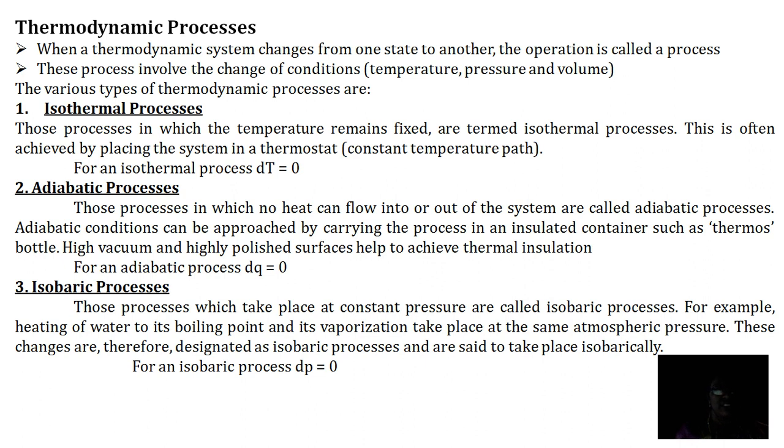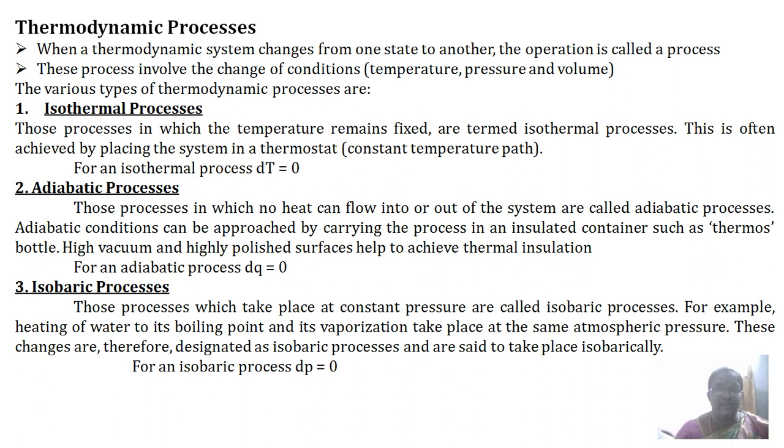The next one is isobaric process. Those processes which take place at constant pressure are called isobaric processes. For example, heating of water to its boiling point and its vaporization take place at the same atmospheric pressure. So these changes are therefore designated as isobaric processes and said to take place isobarically. So for an isobaric process, change in pressure, that is dP, equal to 0.